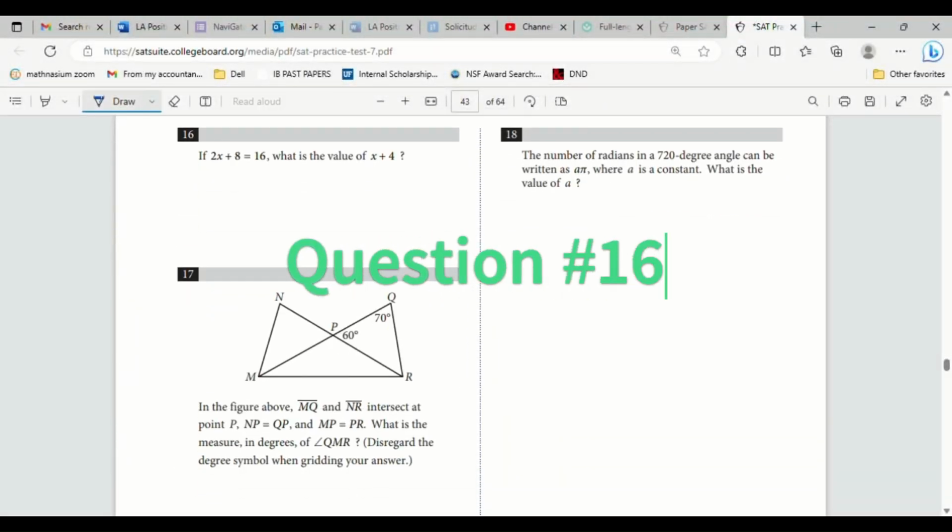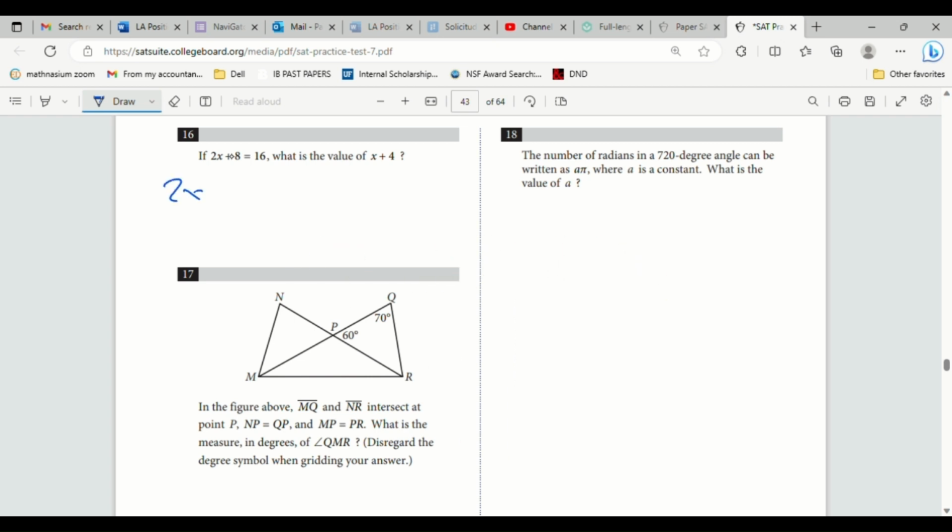Number 16, if 2x plus 8 equals 16, what is the value of x plus 4? So 2x plus 8 equals 16, minus 8 from both sides, 2x equals 8, so x is 4 once you divide both sides by 2. And then plugging in 4 for x plus 4, that's 4 plus 4, which equals 8.